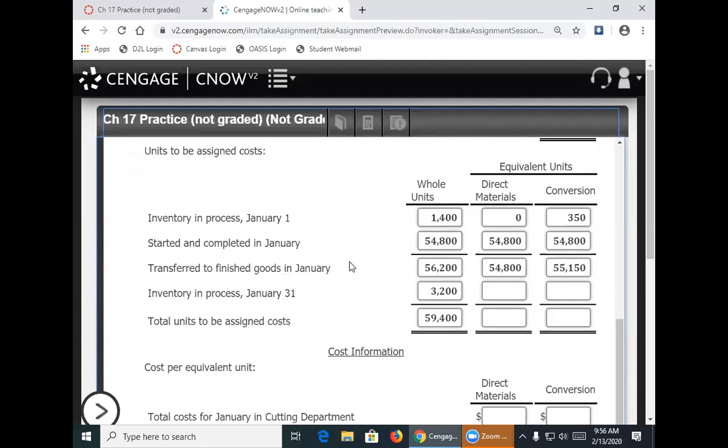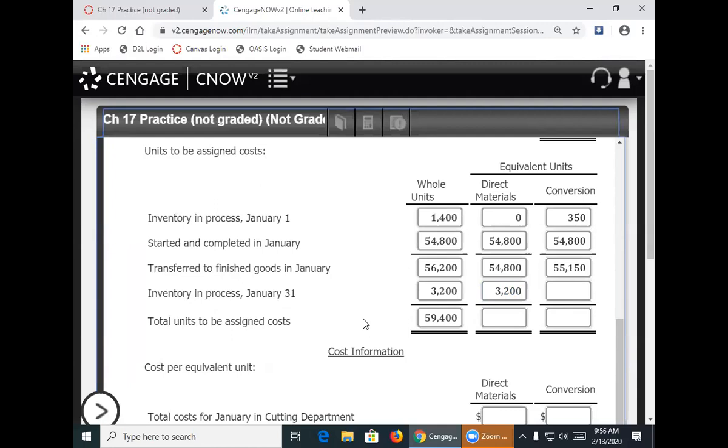How about materials? Is it 30%? That's where we get tricky again, right? How complete are materials? 100%. Very good. Remember, in ending inventory, when we've added in materials, we've added in all the material costs. So materials are in ending inventory always 100% equivalent units. So in materials, they're always 0% equivalent units in beginning inventory and 100% equivalent units in ending inventory.